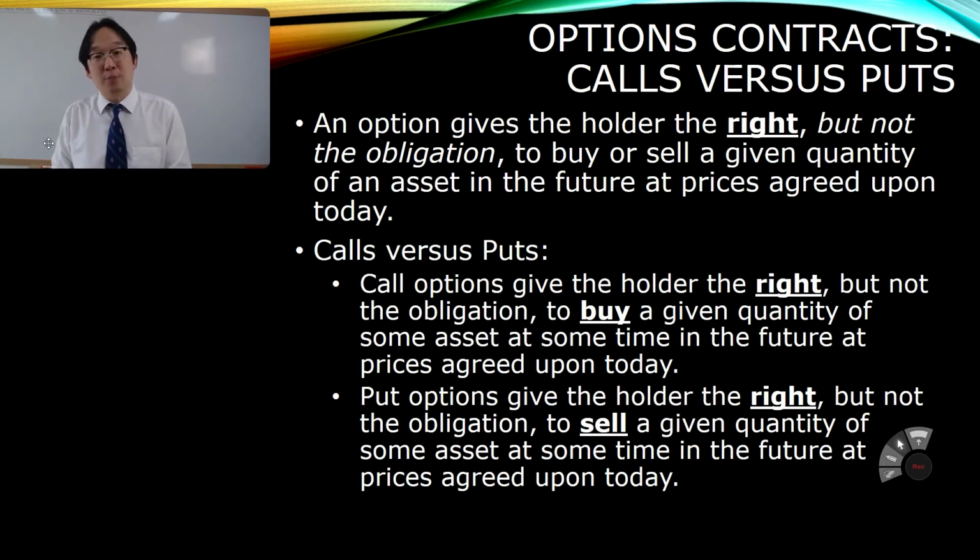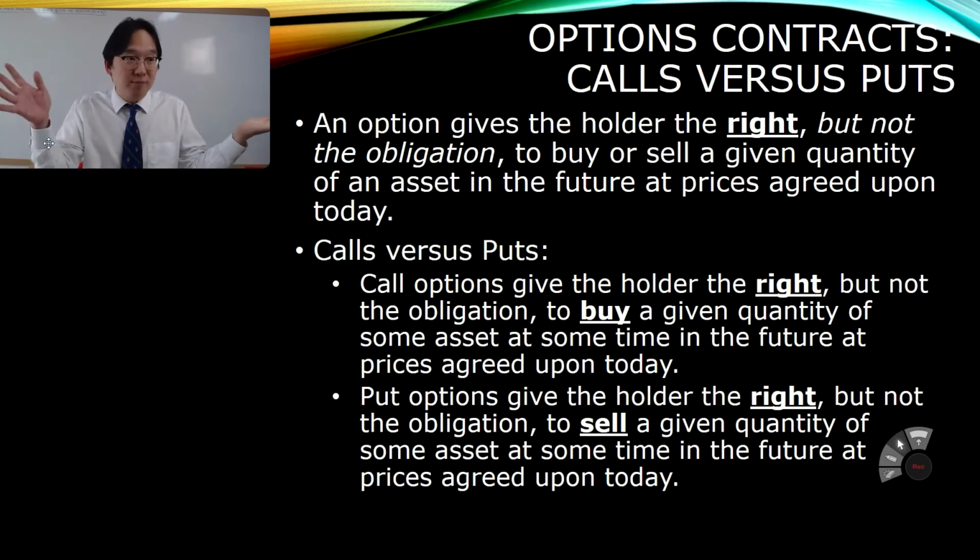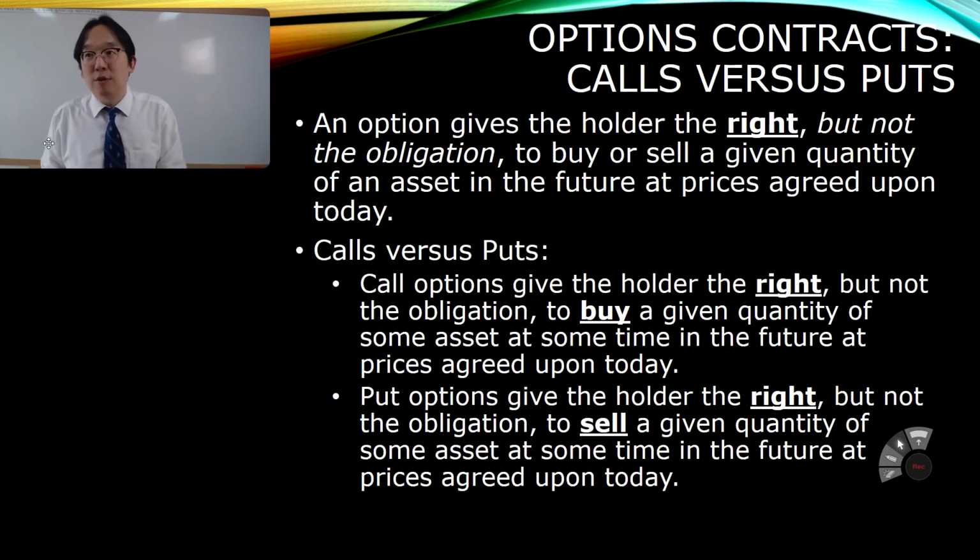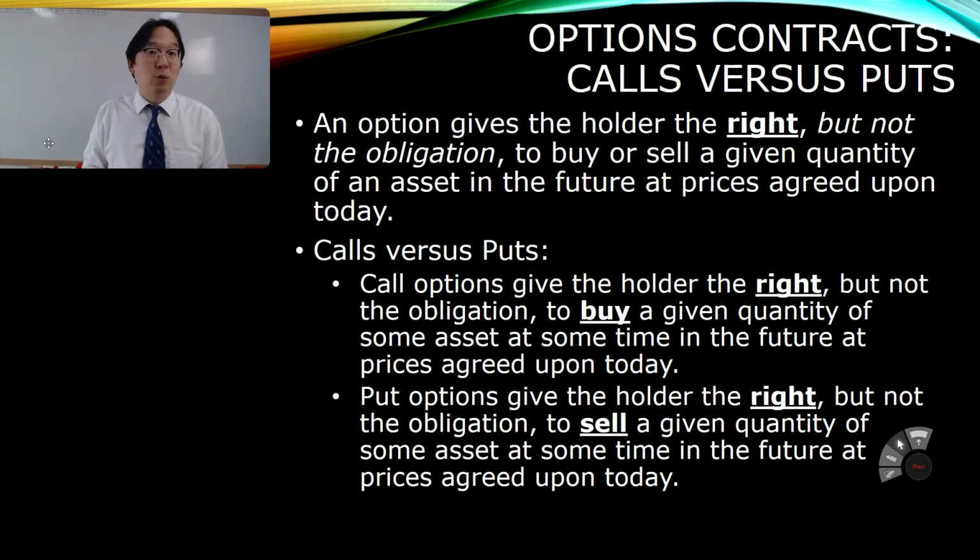When the asset price goes down, you have the right to sell this asset at a higher strike price. So you will party when the asset price goes down. In contrast, when the asset price goes up, you just forgo. Don't exercise your right or anything.